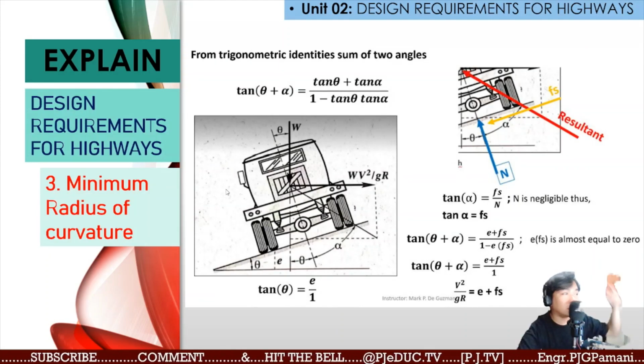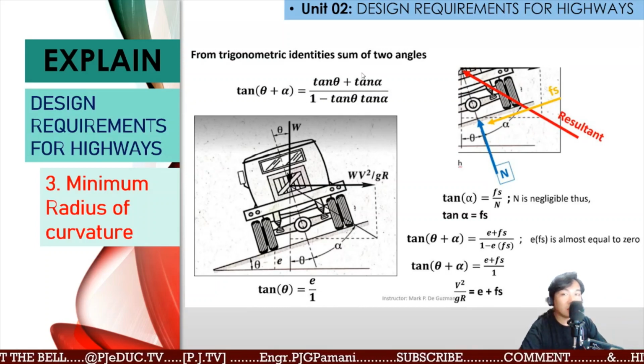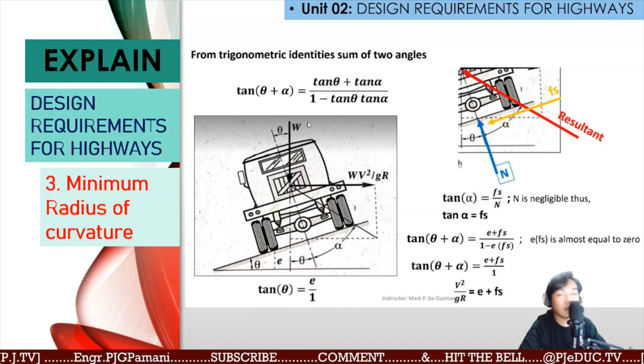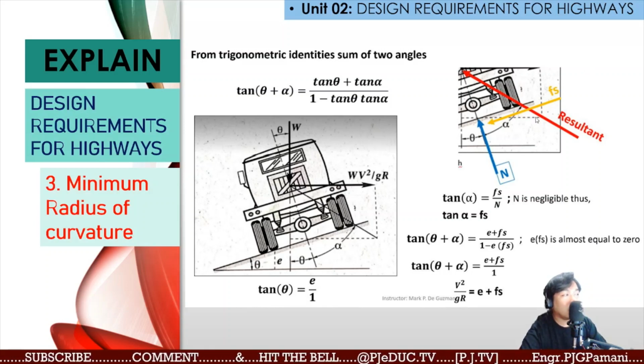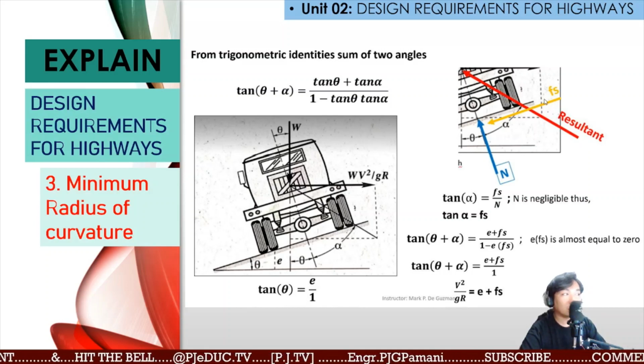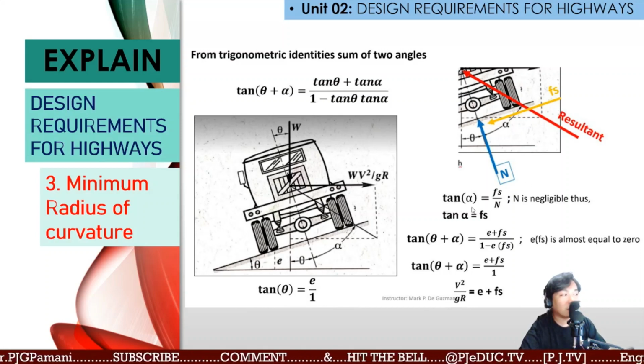Continuation by trigonometric identities, sum of two angles. Tangent theta plus alpha is simply equal to tangent theta plus tangent alpha over 1 minus tangent theta times tangent alpha. That is basically your identities, no? Then, applying your trigonometric analysis, resultant in the presence of friction with the contact of the vehicle with the pavement, tangent alpha is basically Fs over N. Tangent alpha is now Fs.